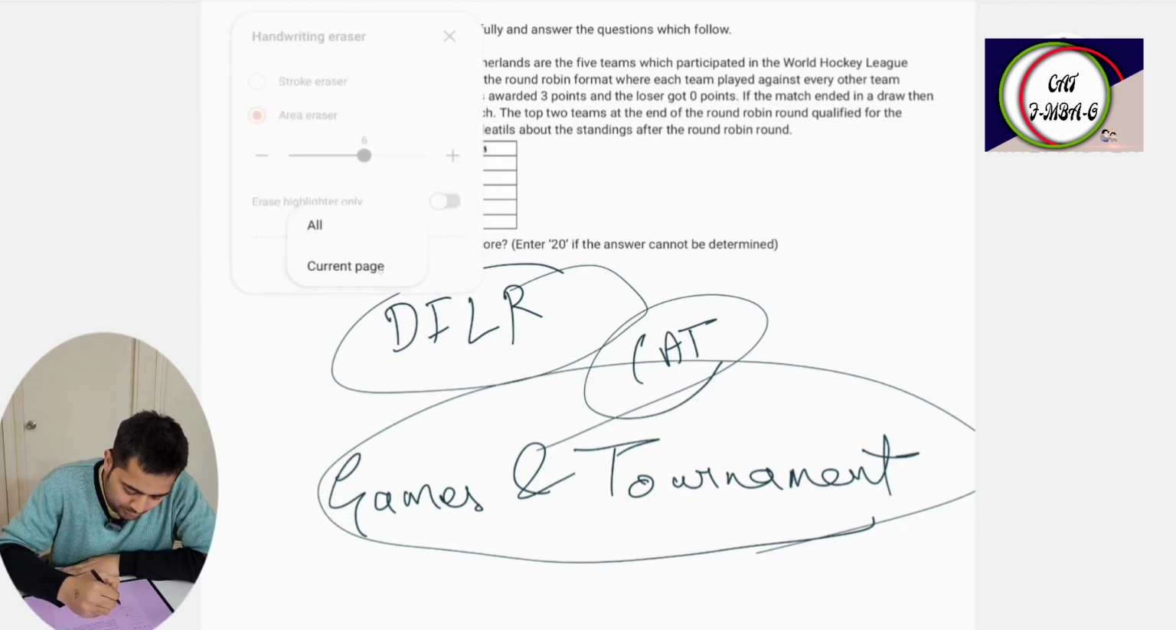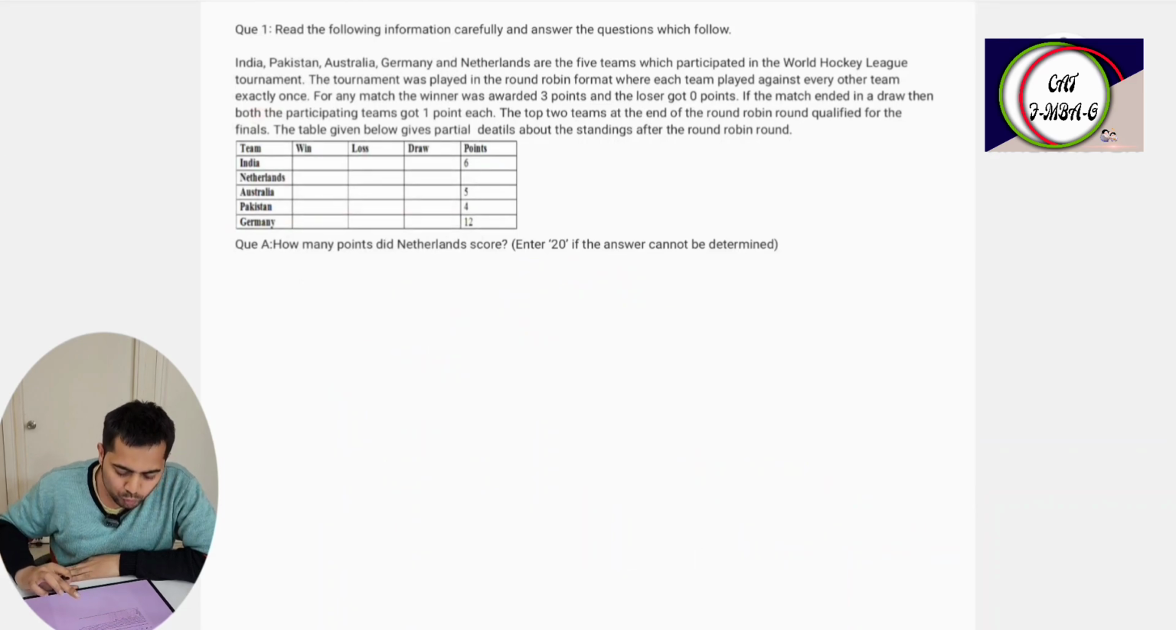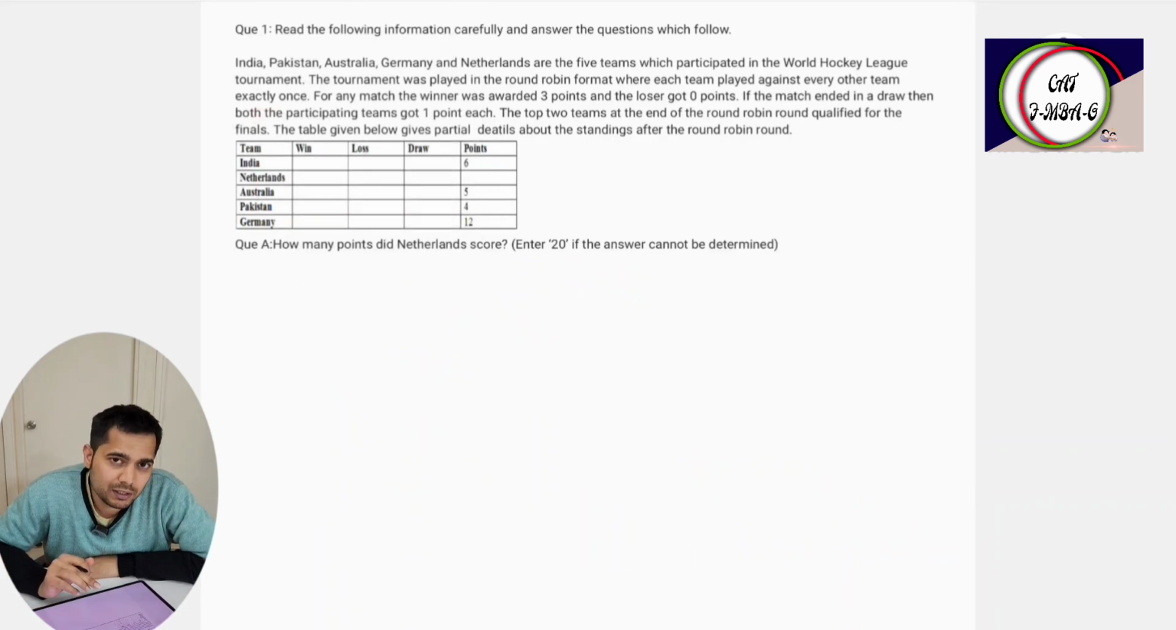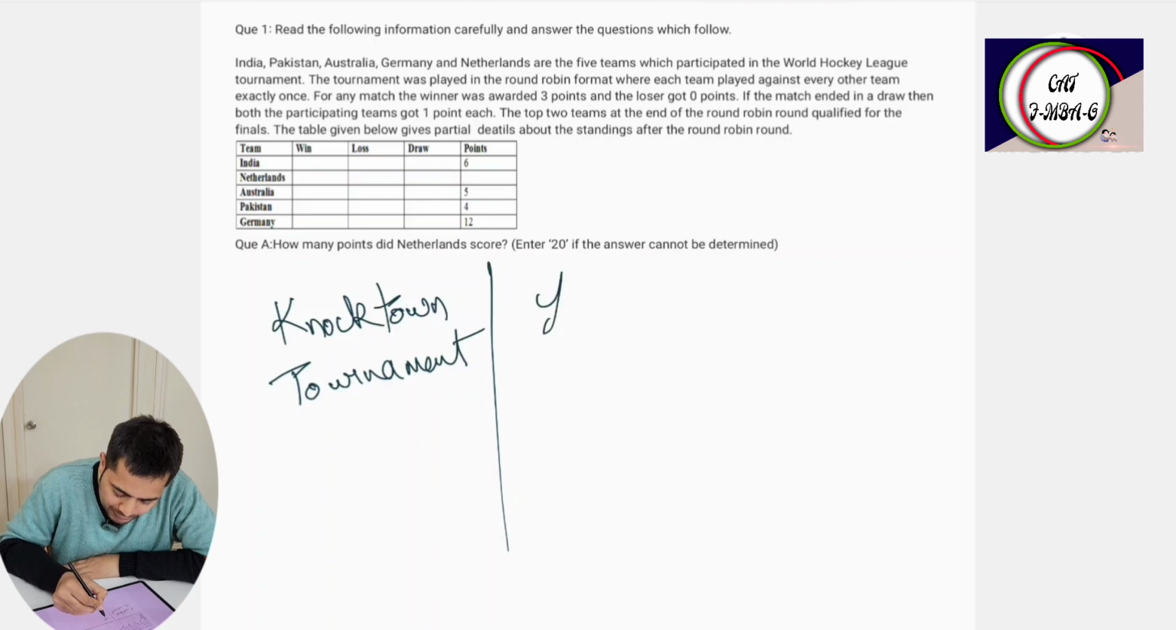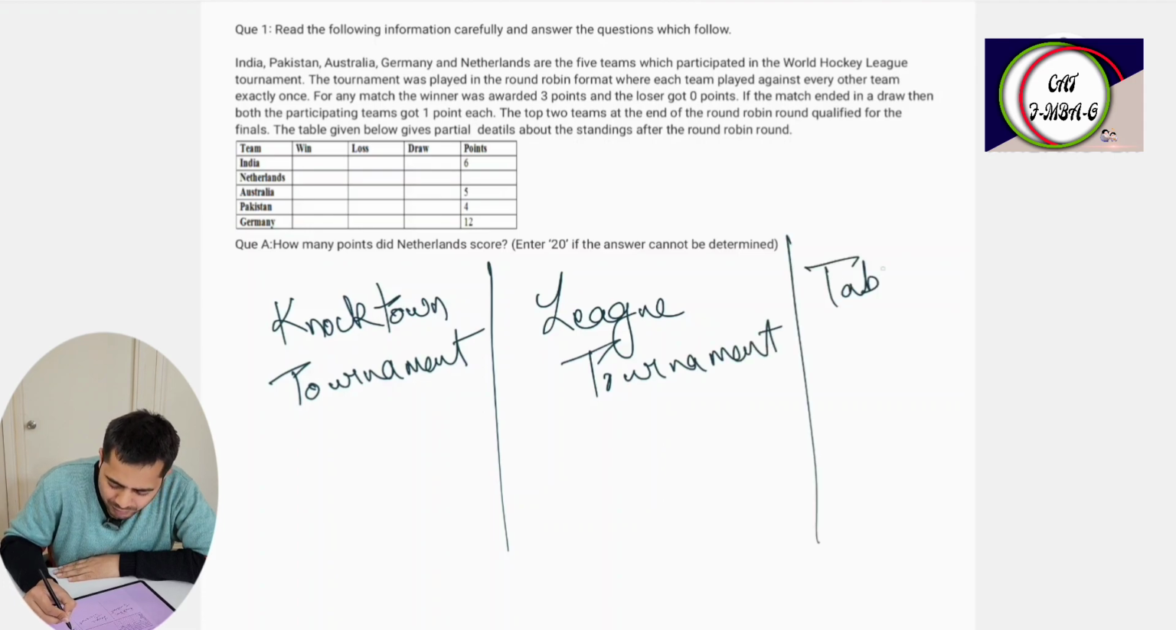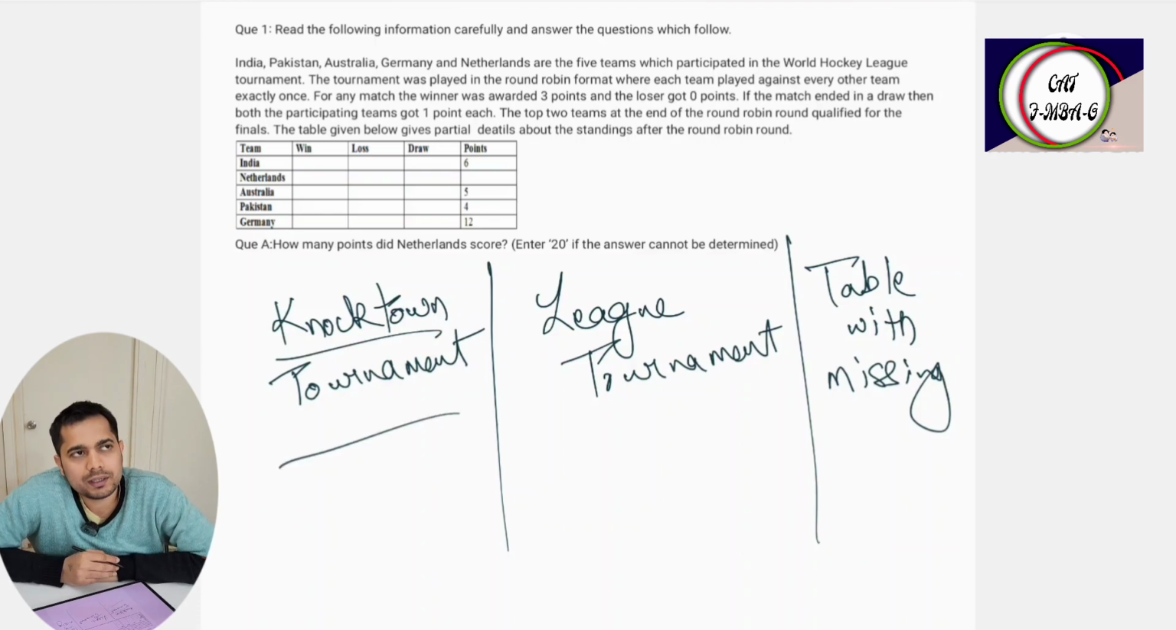And especially in games and tournaments, generally 2 or 3 types of sets are there within this section. One is knockout tournament, okay, and one is league tournament, and another is table with missing values tournament. Those kinds of questions are there. Okay, so a knockout tournament can be understood as, let us say, a tennis grand slam.